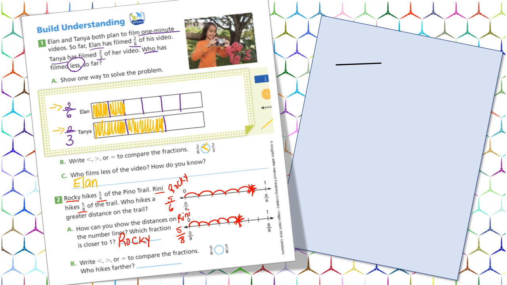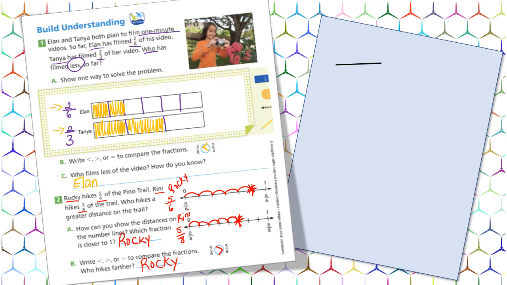And B, write less than, greater than, or equal to compare the fractions, 5/6 and 5/8. Well, 5/6 is greater than 5/8. It's closer to 1. So we would write our greater than symbol. Now remember, boys and girls, the greater than symbol, the opening points to the left. So who hiked farther? Rocky did.